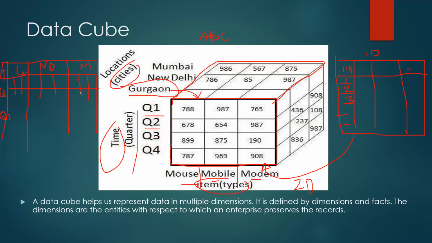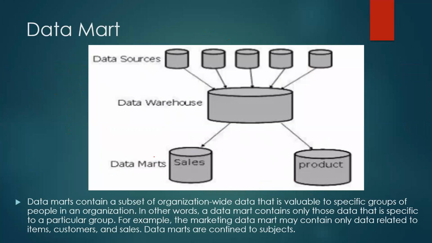So your data cube represents data in multiple dimensions. This is what we meant when I say multiple dimensions. One single data. Okay. So now let's move on.